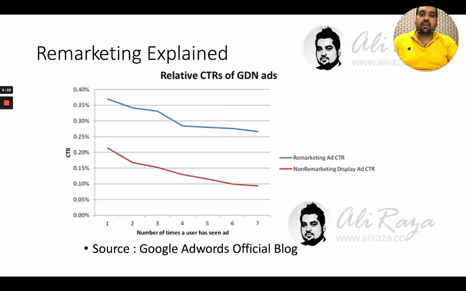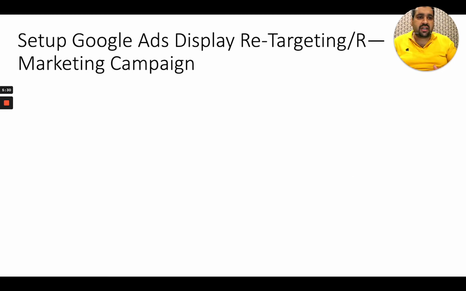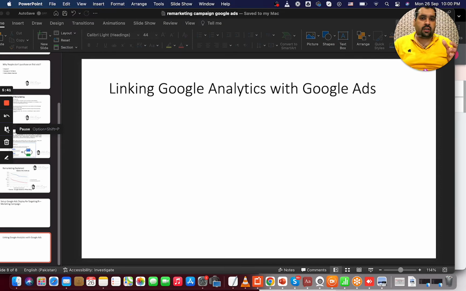So, which is why they have higher CTR as well. So, let's get started with how you can set up a display remarketing campaign on Google Ads with the help of Google Analytics. Okay, so for starting retargeting, you need to first link your Google Analytics account with Google Ads account.